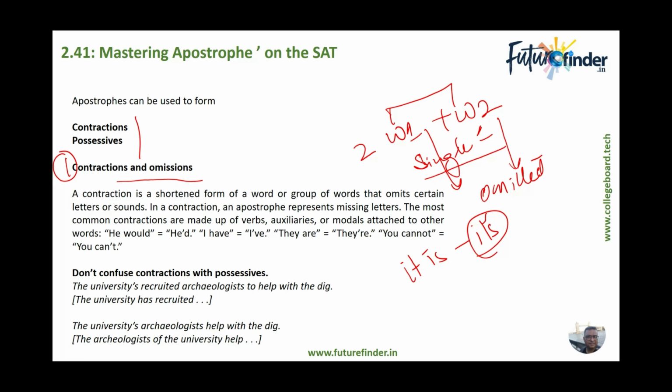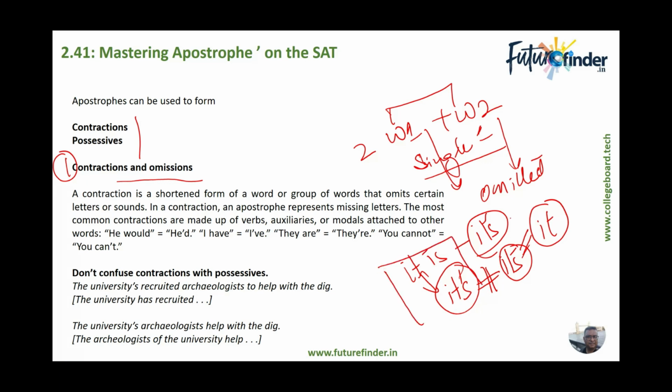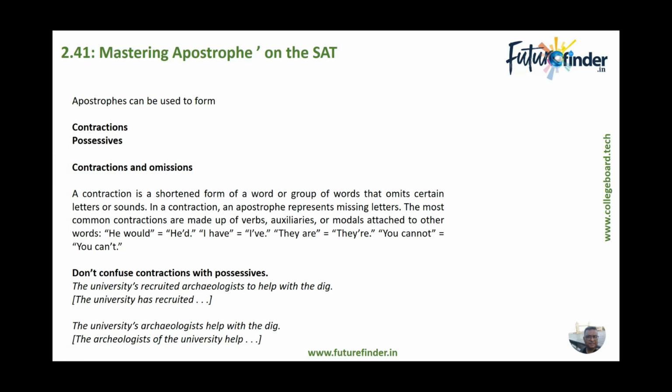Now this it's, I-T apostrophe S, should not be confused with its. Its is the possessive form or the possession. So its is nothing but the possession of it, and it's is equal to it is. These are concepts which are widely tested on the SAT. So let's look into an example.